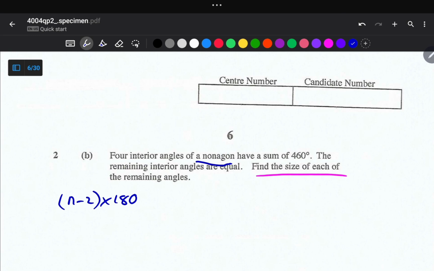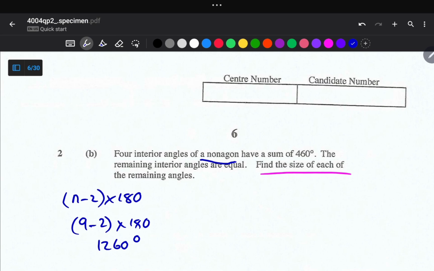So given that n is the number of sides, we can now say (9 minus 2) multiplied by 180 is the sum of these interior angles. So 7 multiplied by 180 is equal to 1260 degrees. So 1260 degrees is the sum of interior angles, but we are given that 4 interior angles have the sum of 460 degrees, so we are required to find the size of each of the remaining angles, given that the remaining 5 angles are equal.